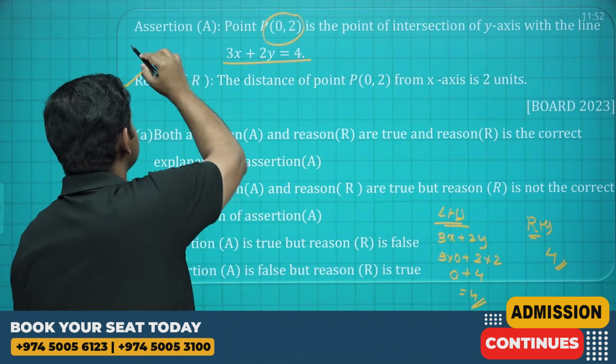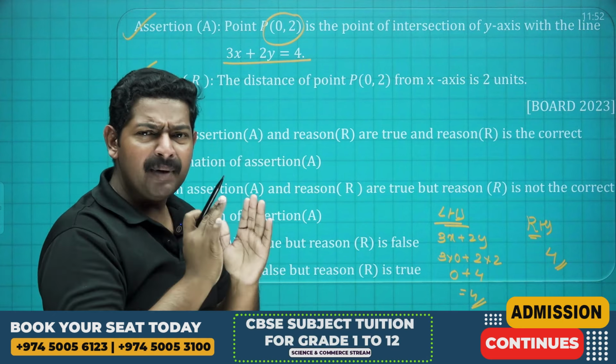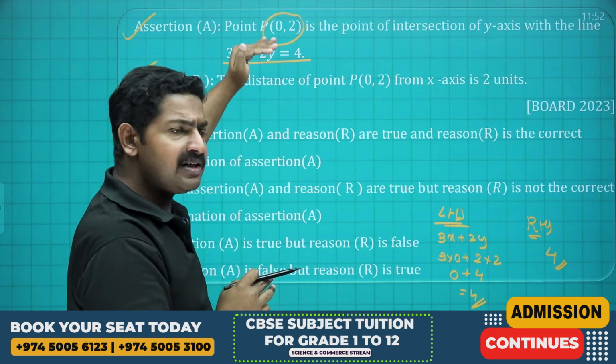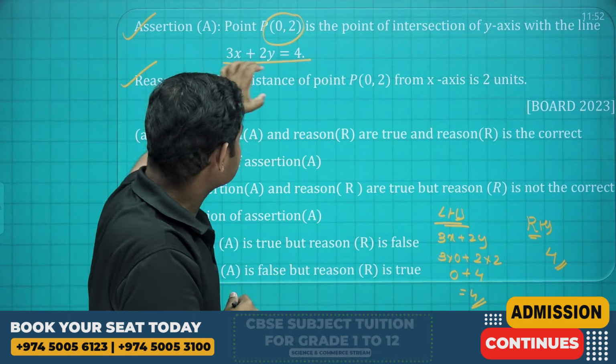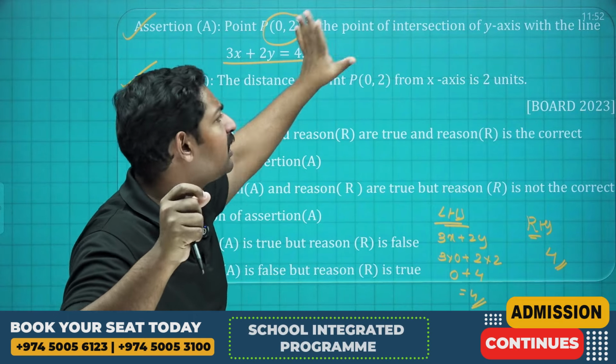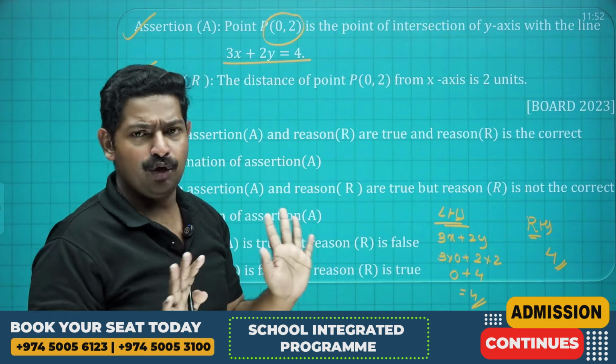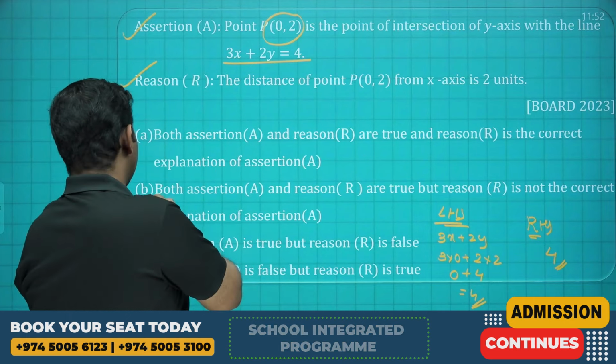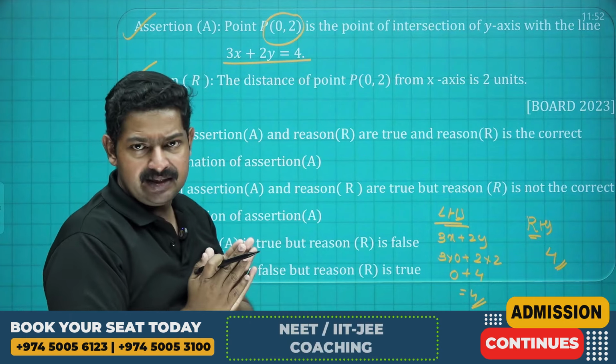So assertion is also correct. Assertion is correct, reason is also correct. But is the reason the valid explanation for the assertion, the statement given? No, we can't say that. So option B is the correct answer here.